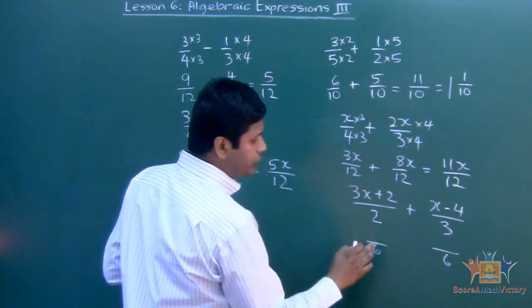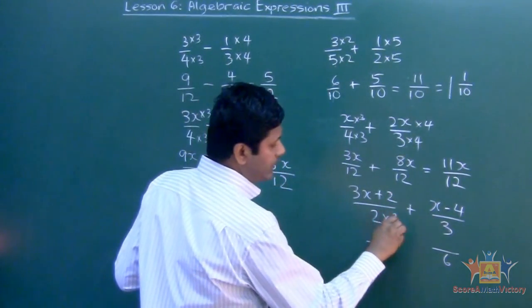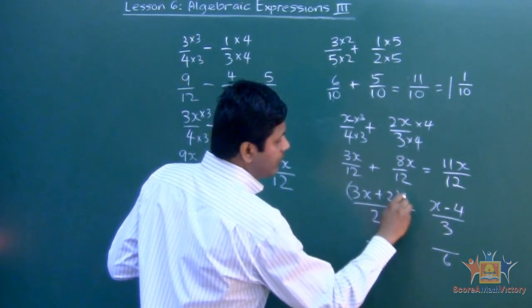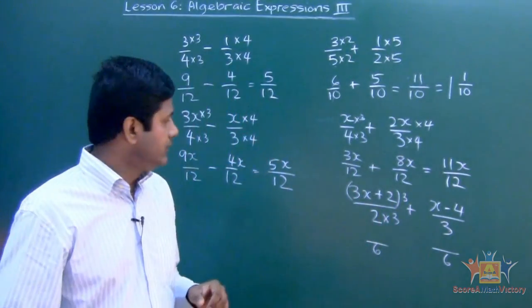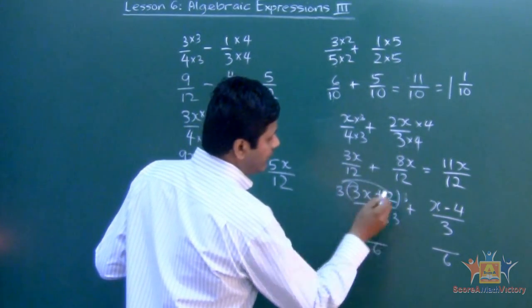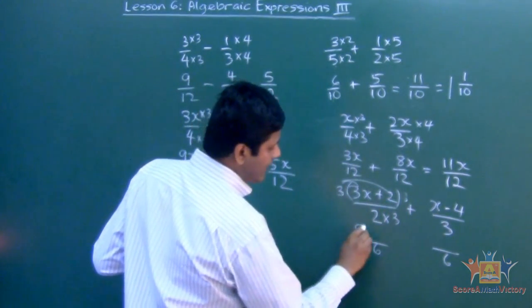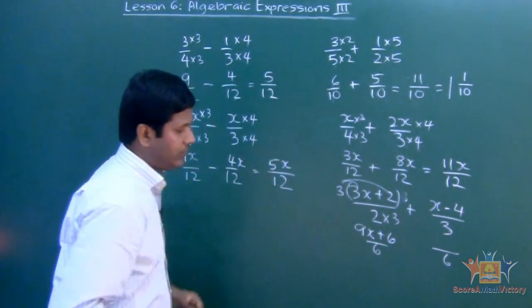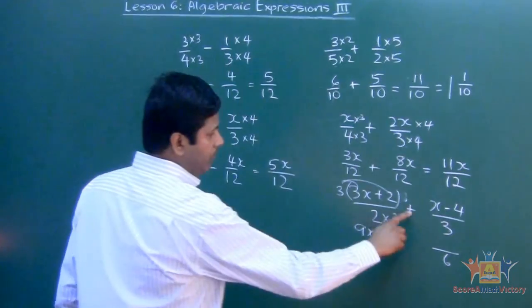Now how do I go from 2 to 6? I multiply 2 by 3. If I multiply the denominator by 3, I have to multiply the numerator also by 3. See that? So let's put the 3 in the front here and distribute the 3. So 3 times 3 is 9x, plus 3 times 2 is 6. See that? And then I'm going to put a plus back here.